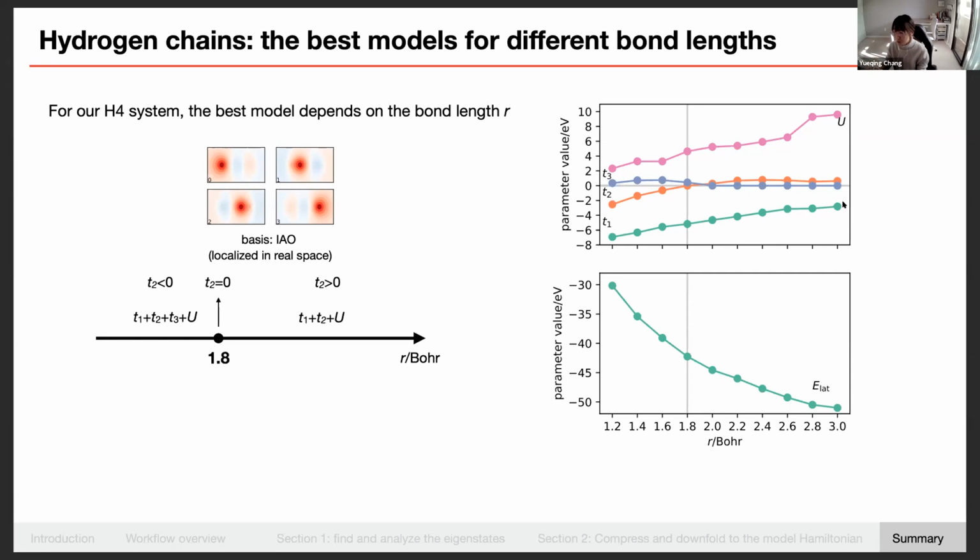It implies that as we stretch the chain, the electrons tend to be more localized around each site. And interestingly, T2 changes its sign at R equals 1.8. For larger bond length, T3 decreases in its value and eventually comes down to 0. And this E lattice, which is a constant in our model, could be attributed to the energy contributed by the ions in the system. It decreases in its value, which is also reasonable because as we stretch the bond length, the ions become further apart, resulting in a smaller Coulomb repulsion.